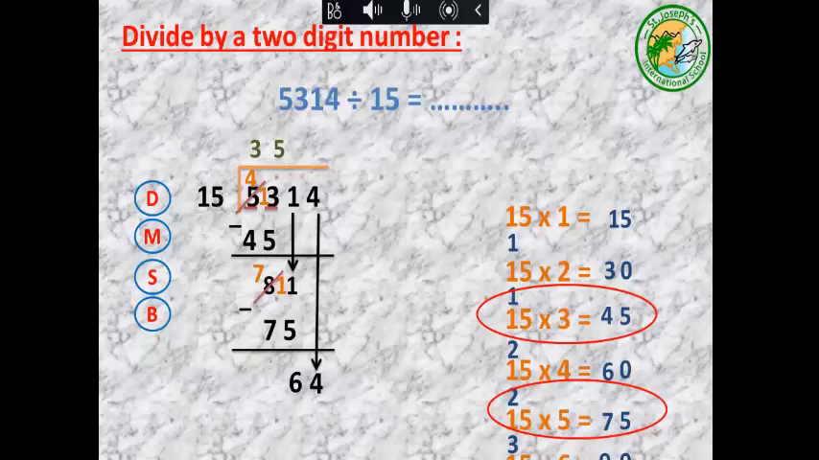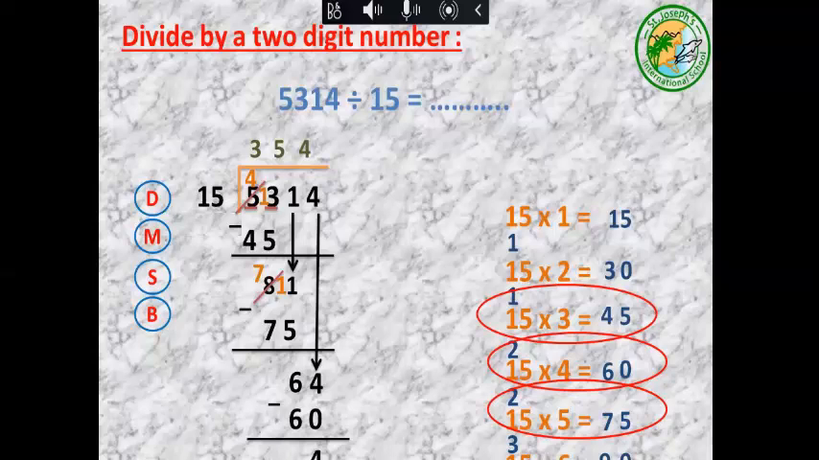64 divided by 15. Let's search in the table 15. I don't have 64, but I have 15 times 4 equals 60. Okay, 60, and we write 4 up. Then subtract: 4 minus 0 equals 4, and 6 minus 6 equals 0.